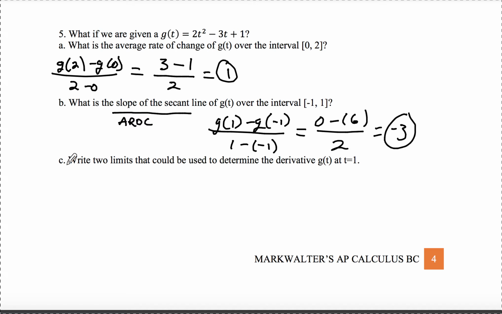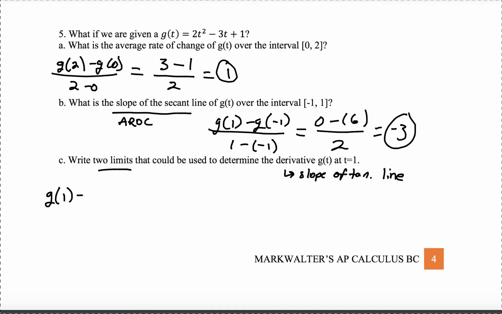Now, what if we wanted to write two limits that could be used to determine the derivative g prime of t at t equals 1? Last time we kind of had to approximate. We had to get nearby points. Now let's imagine we want to find the derivative, or the slope of the tangent line, the instantaneous rate of change at t equals 1. Well, in my slope formula, I would have something like g of 1.